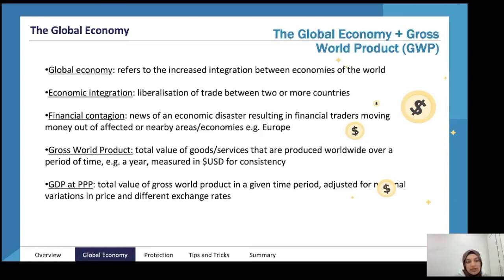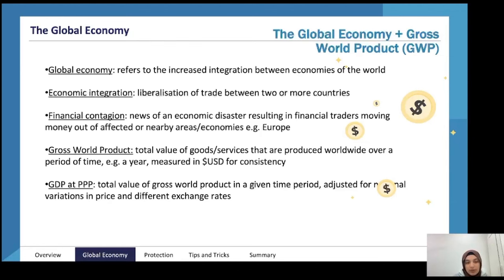Financial contagion, essentially this idea that news of an economic disaster results in financial traders moving their money out of the affected area or nearby areas or economies, for example, in Europe. Essentially what it's trying to say is if they feel like there's an economic disaster coming, they're going to get their money out of there in case that disaster ends up taking their money or impacting their returns.